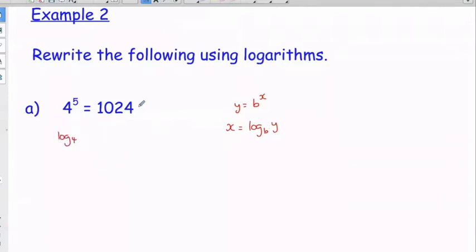My y is the 1024. And the x is the power in the top equation, so that's going to be the answer. So log to the base 4 of 1024 will equal 5. And you can check that on your calculator.